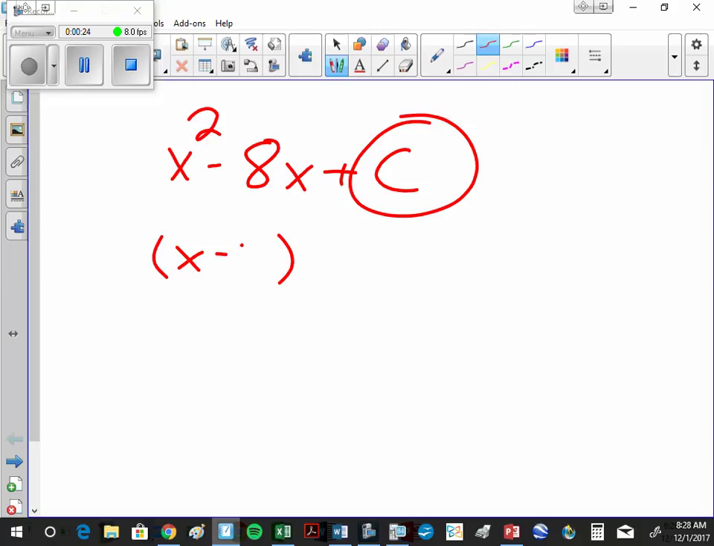We cut the 8 in half, and then x minus 4 times x minus 4 will give us x squared, 2 copies of negative 4x, which turns into negative 8x.